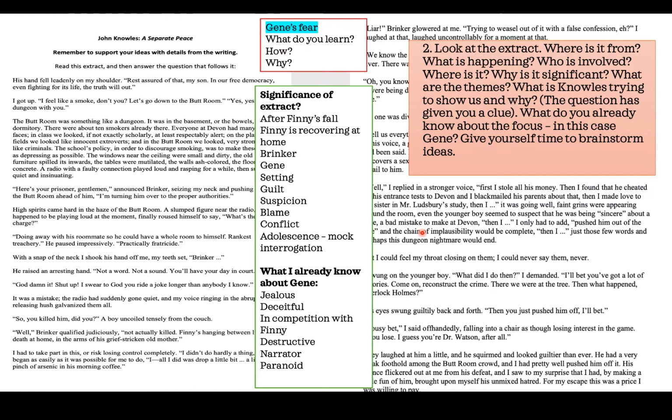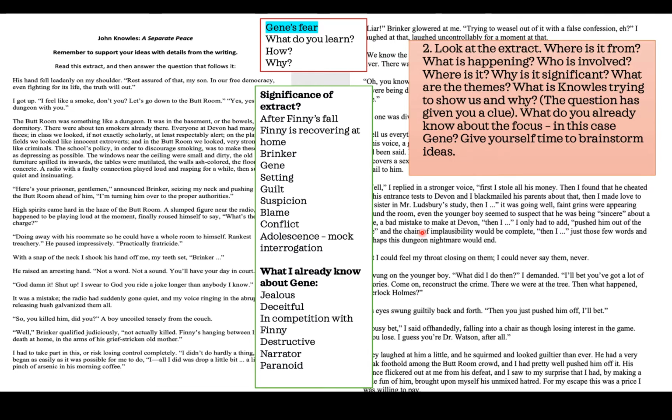So this is obviously after Finney's fall. Finney actually isn't at Devon anymore, he's recovering at home, which means that Jean is there by himself. We also have the character of Brinker. We know that he is one of the significant characters as well. Obviously we have Jean here, but we also have the setting. Setting is quite important.